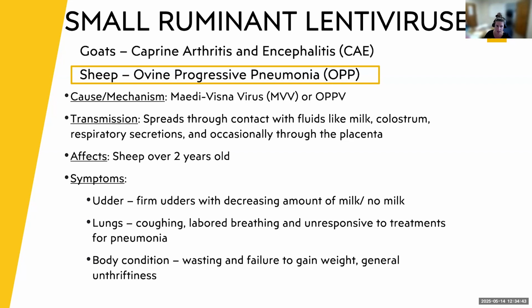What that looks like is, in their udders, they will have firm udders with decreased amounts of milk. Their lungs can be affected, causing pneumonia, coughing, and labored breathing. And in their body condition, it's that wasting disease look: failure to gain weight, generally not looking well, dry wool, things like that.